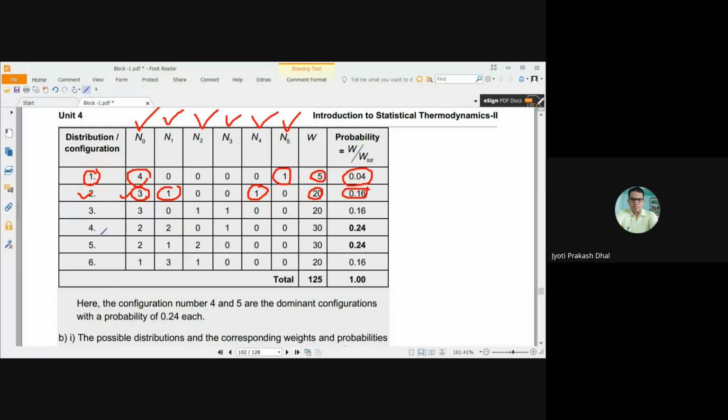Similarly, you will find the highest probability is 0.24, and 0.24, when you put 2 molecules at the 0 energy level, 2 molecules at the epsilon energy level, and 1 molecule at the 3 epsilon energy level. That is, the probability will be 0.24. And if you see, the total probability will become 1 and the total number of microstates, that is W, equals 125.